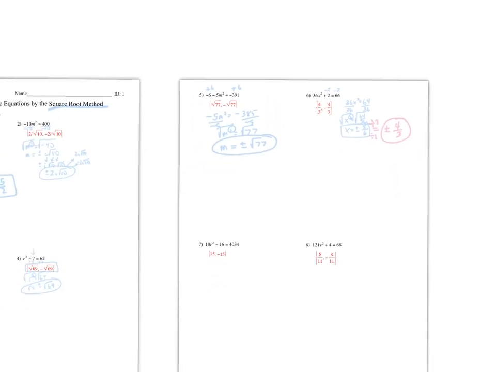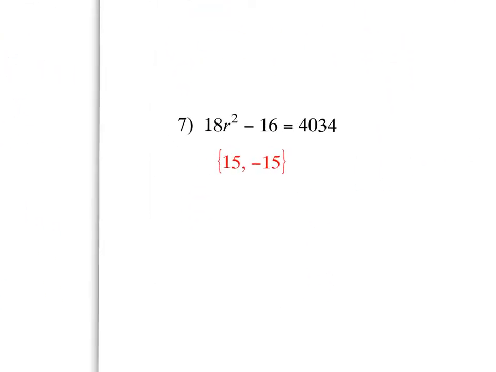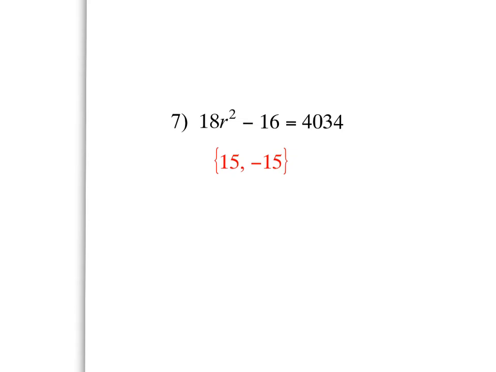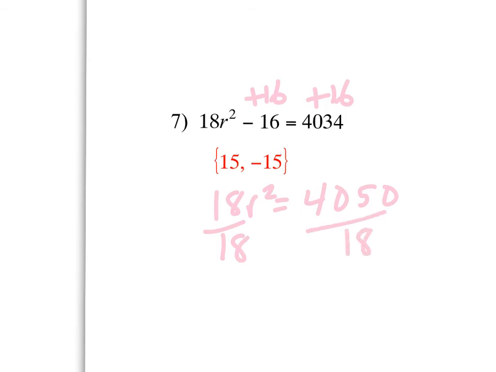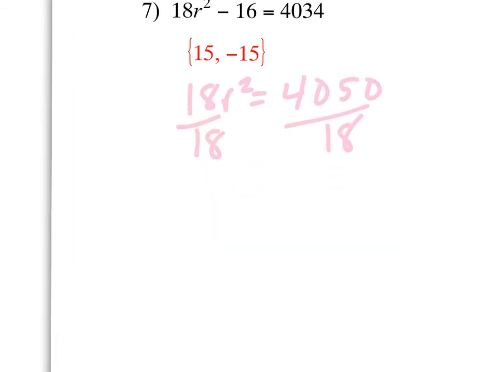Alright, 2 more to go. Alright, number 7 kind of has an obnoxious number there, but we're going to still solve it anyway. We're going to add 16 to both sides. So 18r squared equals 4,050 when I add the 16. Divide out our 18. You're probably going to want to use a calculator.